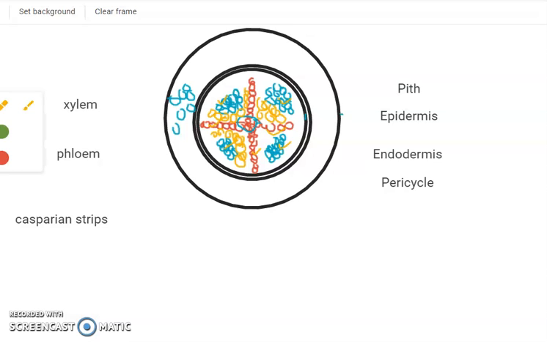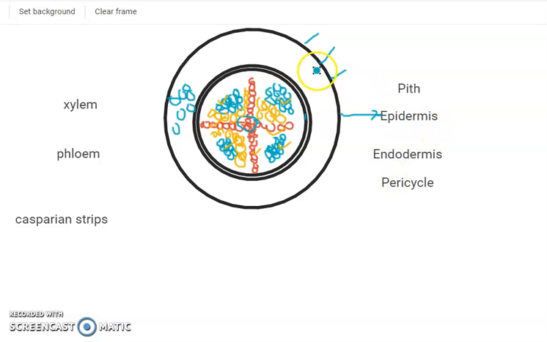Okay, so first let us see the outermost part. So what is the outermost part? It is the epidermis. Okay, the outermost layer is the epidermis, and this epidermis will protrude out in the form of the unicellular root hair. We know that we are talking about root, right? So epidermis gives rise to the root hair. So that is called as epidermis.